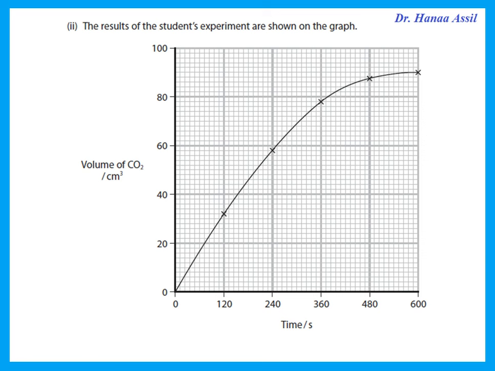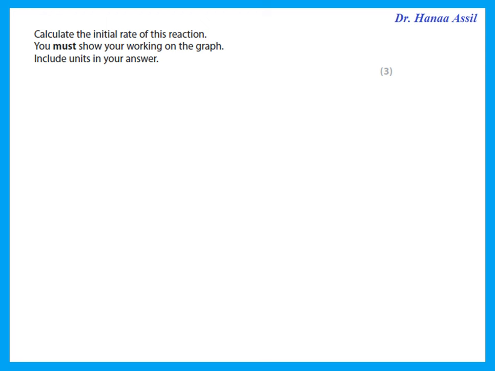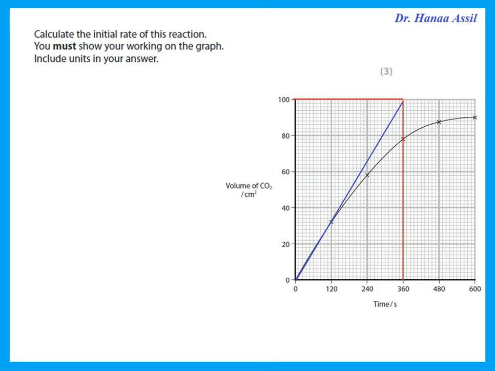The results of the student's experiment are shown on the graph. So he gives me a graph of volume of CO2 versus time. And he says calculate the initial rate of this reaction. How do we calculate the initial rate? We draw a tangent at 0 and extend it to the top and find what is the volume and what is the time. Remember that rate is volume over time. So 100, for example, over 360, this gives me a rate in centimeter cubed per second.